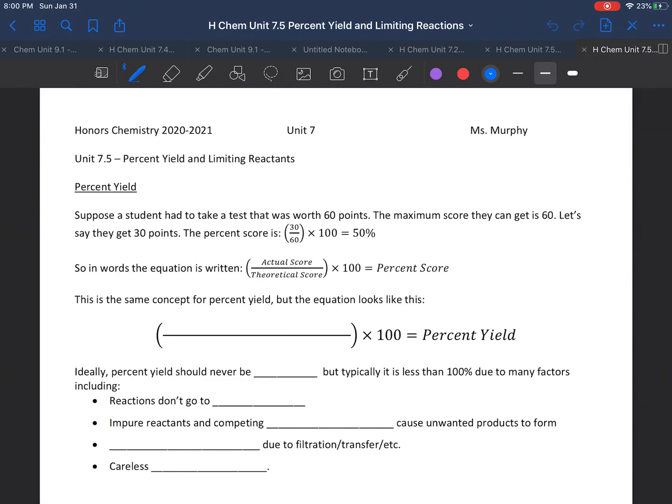Hi guys, today we're going to be learning about percent yield and limiting reactants. So this is unit 7.5 and we'll start off talking about percent yield.